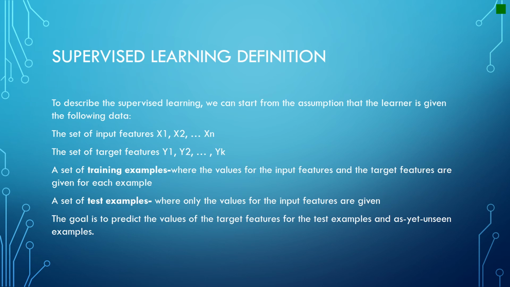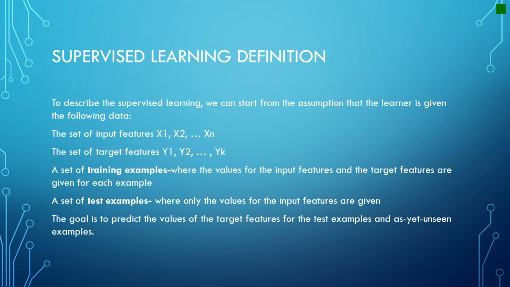To describe the supervised learning, we can start from the assumption that the learner is given the following data. The set of input features x1, x2, all the way to xn. The set of target features, y1, y2, all the way to yk.